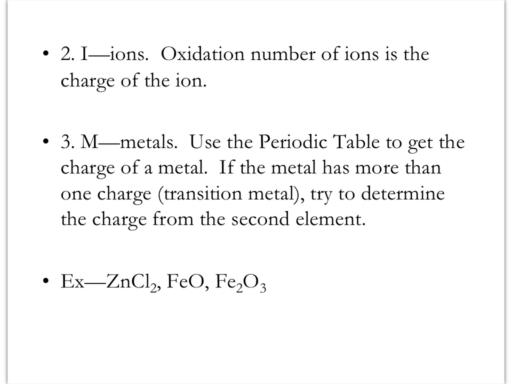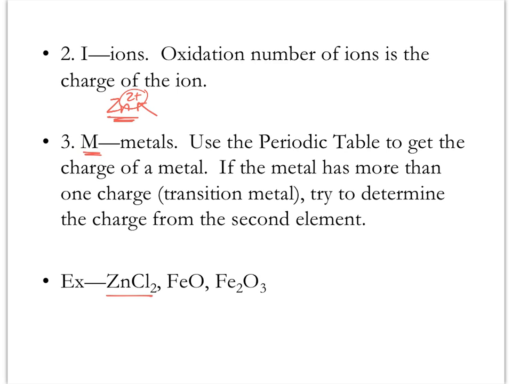The I is for ions. If you have an ion listed, the oxidation state of the ion is the charge that's listed next to it. So even though it's by itself, if there's a charge listed there, that is the oxidation state. The M is for metals. You need to know that group 1 metals are +1, group 2 metals are +2 oxidation states. Any other metal, like a transition metal, or something like aluminum, if you're not sure, use the other element that it's combined with to figure out the oxidation state that it has.